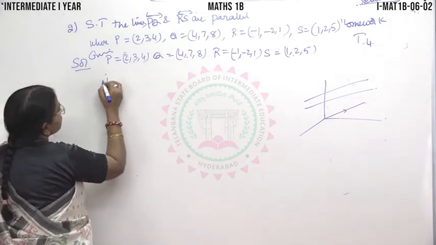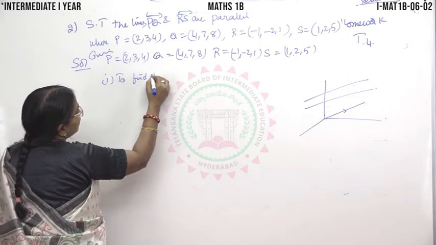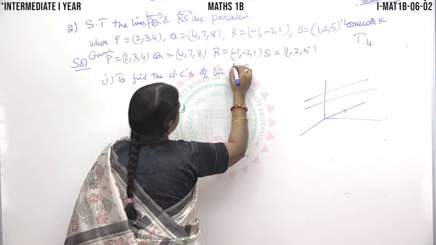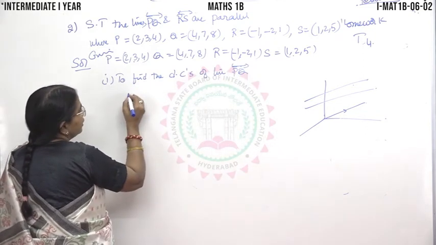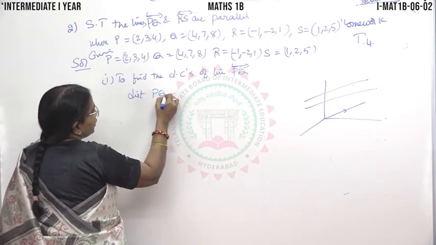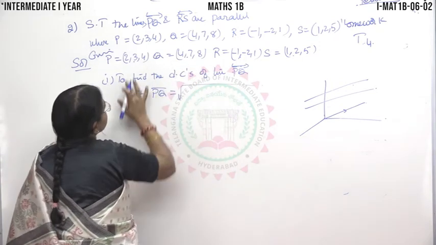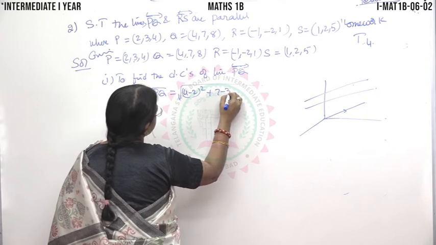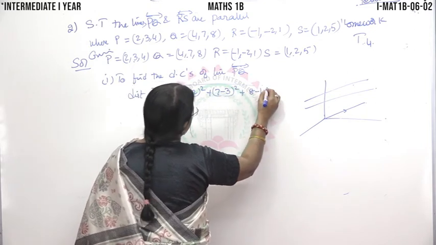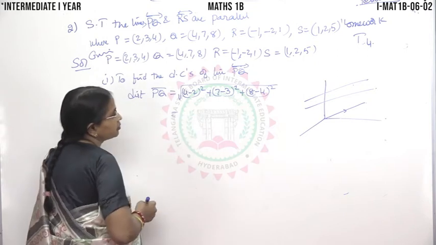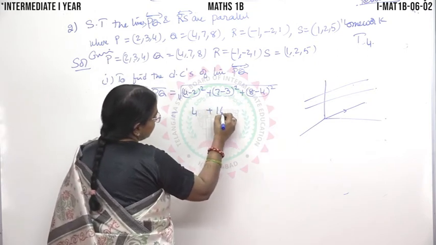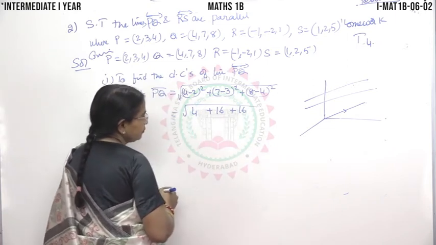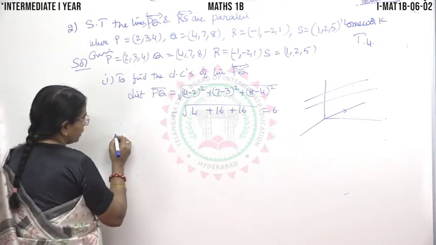To find the DCs of line PQ, we need the length of PQ. So, what is the distance PQ? Distance formula: root of (x2 minus x1) whole square, that is (4 minus 2) whole square plus (7 minus 3) whole square plus (8 minus 4) whole square. 4 minus 2 means 2, so 4, 16, 16, 36. That is 6.